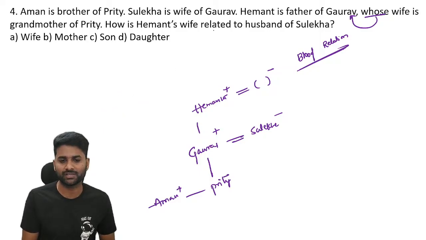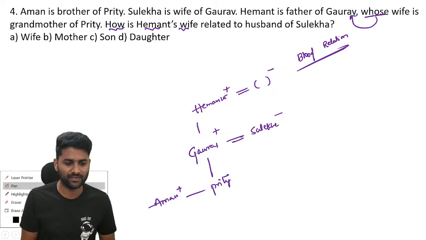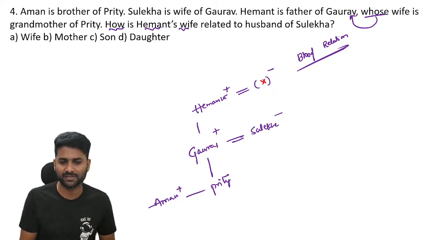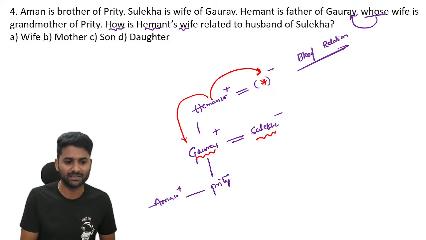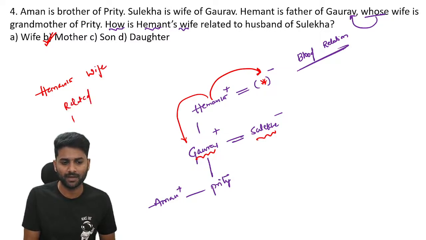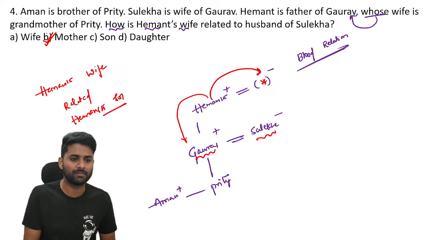Now the question you have to answer: how is Hemant's wife related to the husband of Sulekha? They are talking about Hemant's wife. So who is husband of Sulekha? Gaurav. It means Hemant's wife is related to Hemant's son as his mother. You just conclude in this way: Hemant's wife is related to Hemant's son. So the answer is mother.